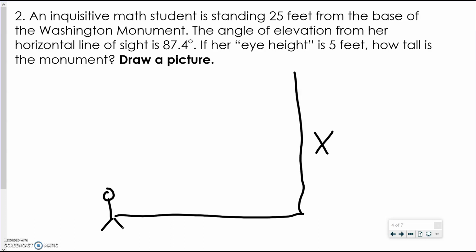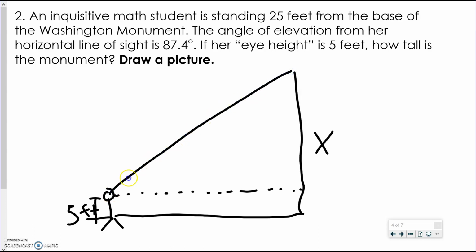And it says that our eye height, so I'm going to draw this, is 5 feet. Okay. Her horizontal line of sight, so I'm going to draw her horizontal line of sight, kind of a not good dotted line there. And then her line of sight would be 87.4 degrees. So right here, we know that this angle here is 87.4 degrees.